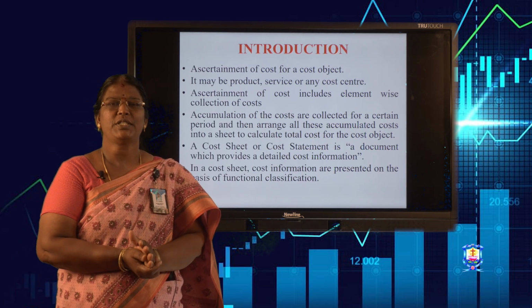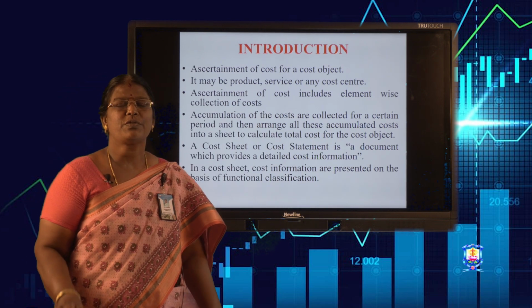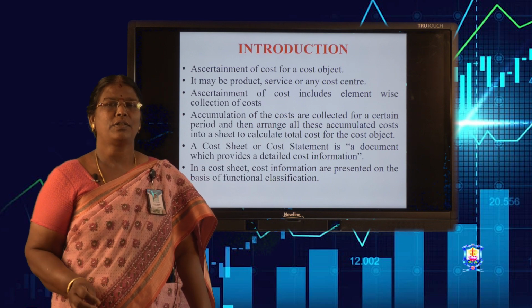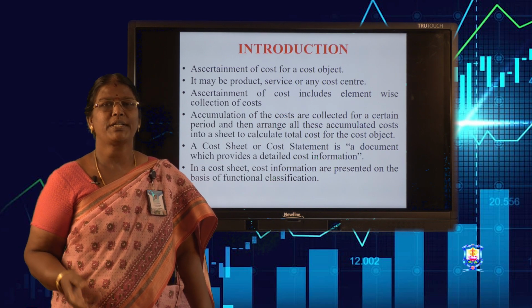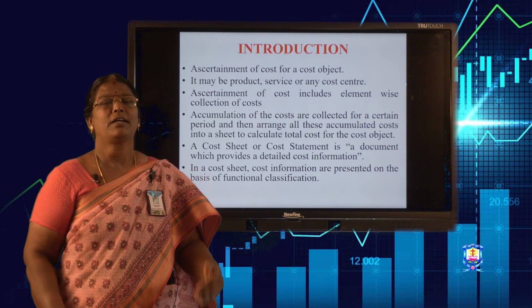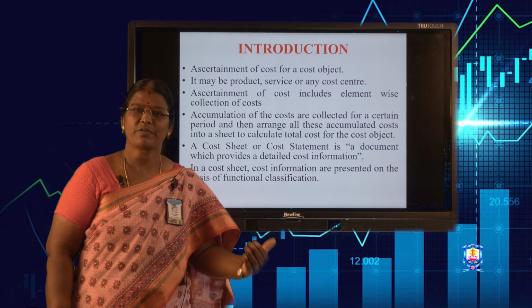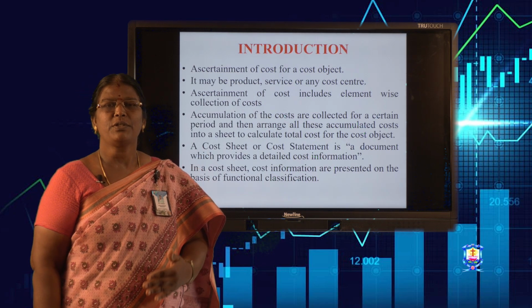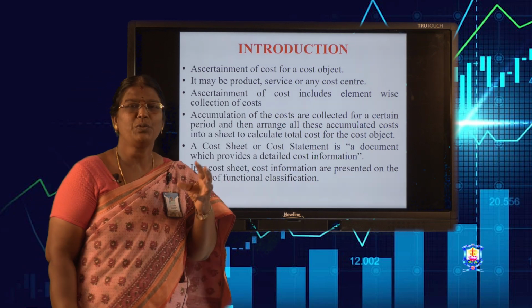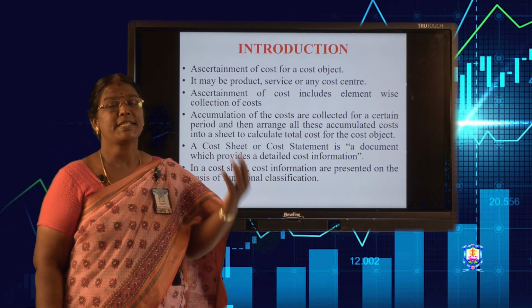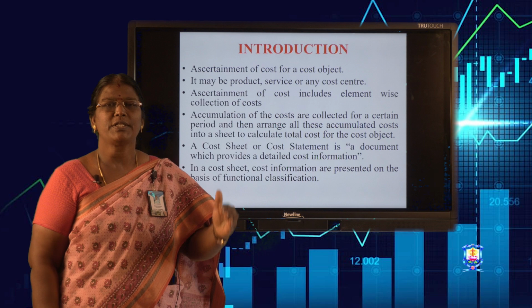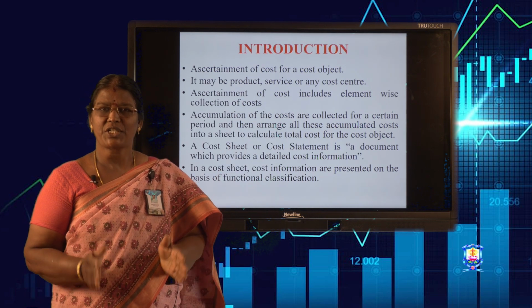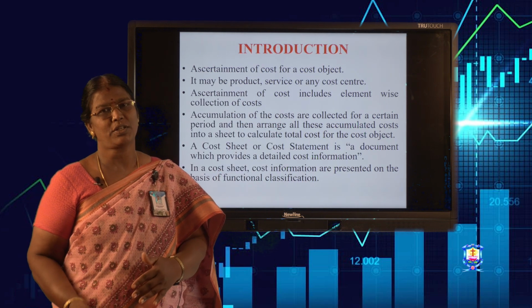So the introduction is ascertainment of cost for a cost object. This cost object is nothing but a product or service or cost center. Ascertainment of cost is on the basis of classification of cost and collection of cost. This accumulation of cost is collected for a certain period and then all this cost is arranged into a proper sheet. That sheet is called cost sheet.